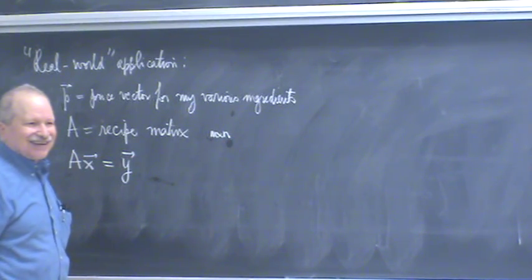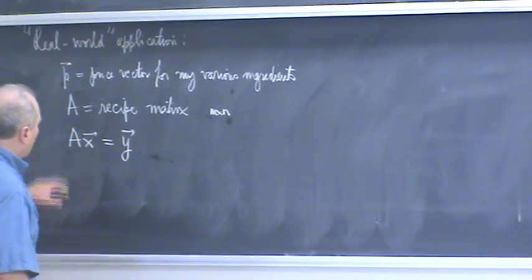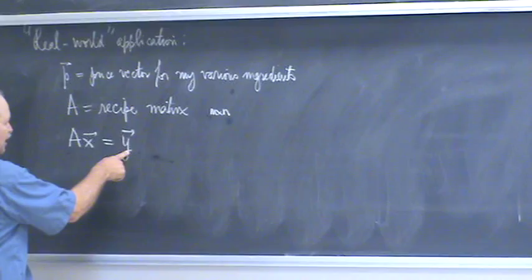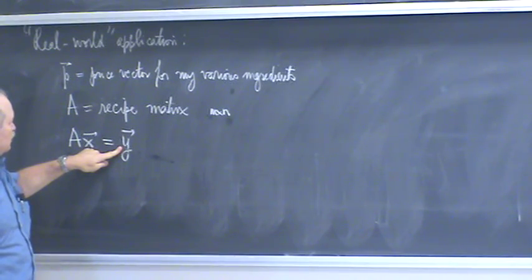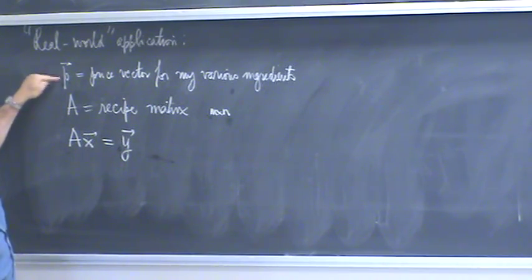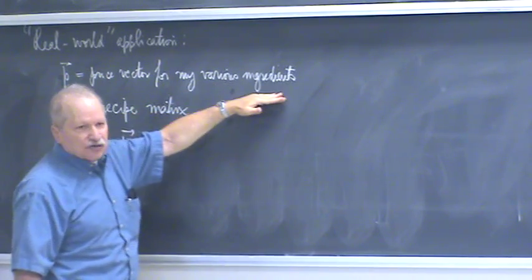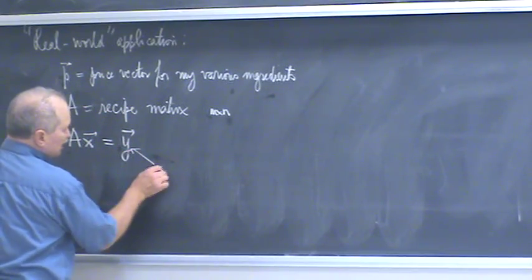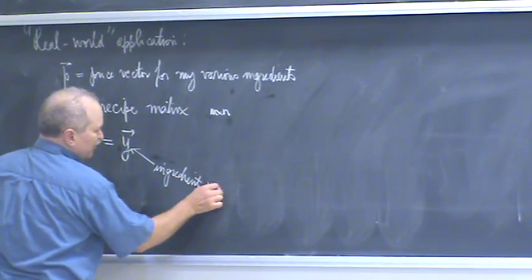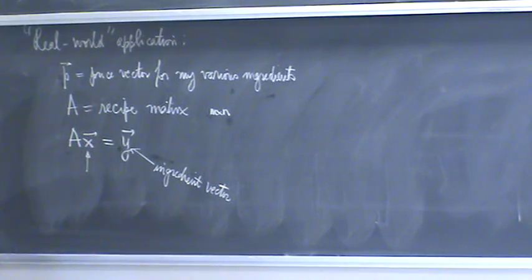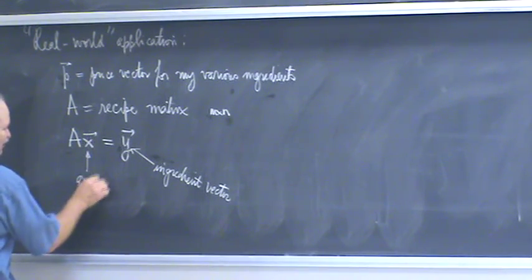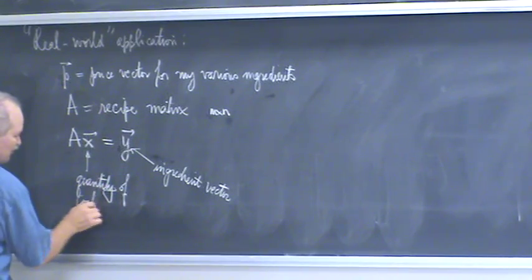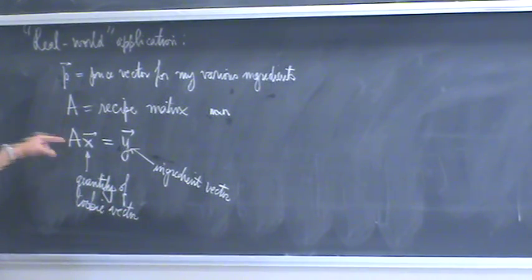Shouldn't one of them be 1? So do I not want y here to be the output, which is the number of dozens of each kind of cookie? Well, no, wouldn't you want x, because I want to have a vector that's going to compute the cost of my ingredients. So y had better be my ingredient vector, and x had better be the number of dozens of each cookie, the quantity of cookie vector. Does that now make sense?